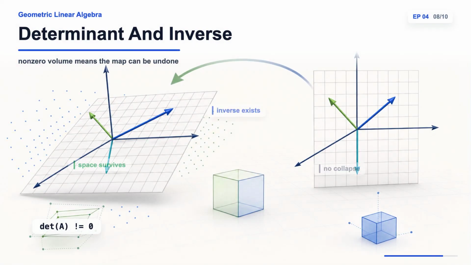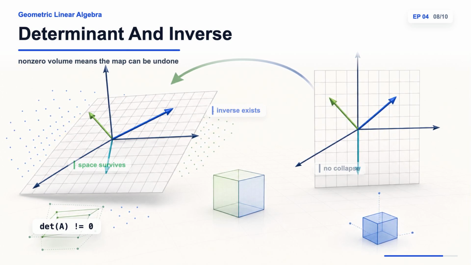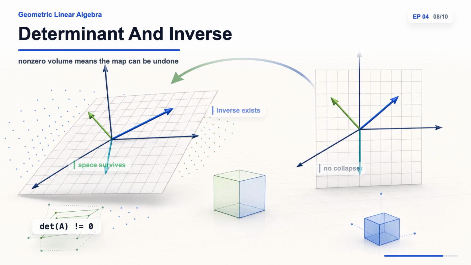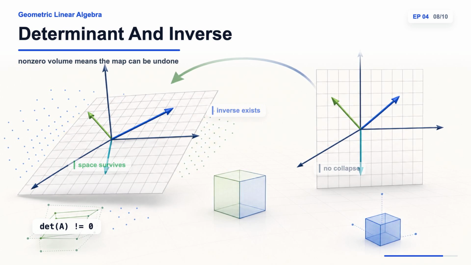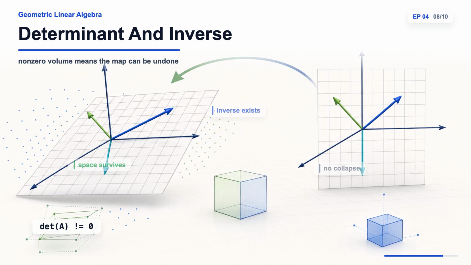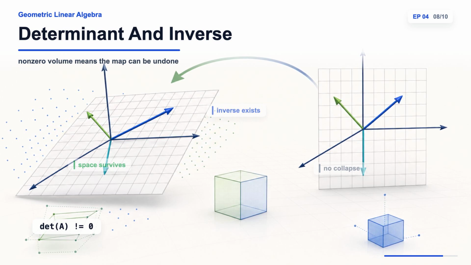This gives us a quick test for invertibility. If the determinant is not 0, the transformation has not collapsed area or volume completely. Every small region still has non-zero size after the transformation. That means the transformation can be undone by an inverse matrix. If the determinant is 0, some direction has disappeared into another direction. Then there is no unique reverse path. So det A not equal to 0 is not just an algebraic condition. It means the space has survived with its full dimension.